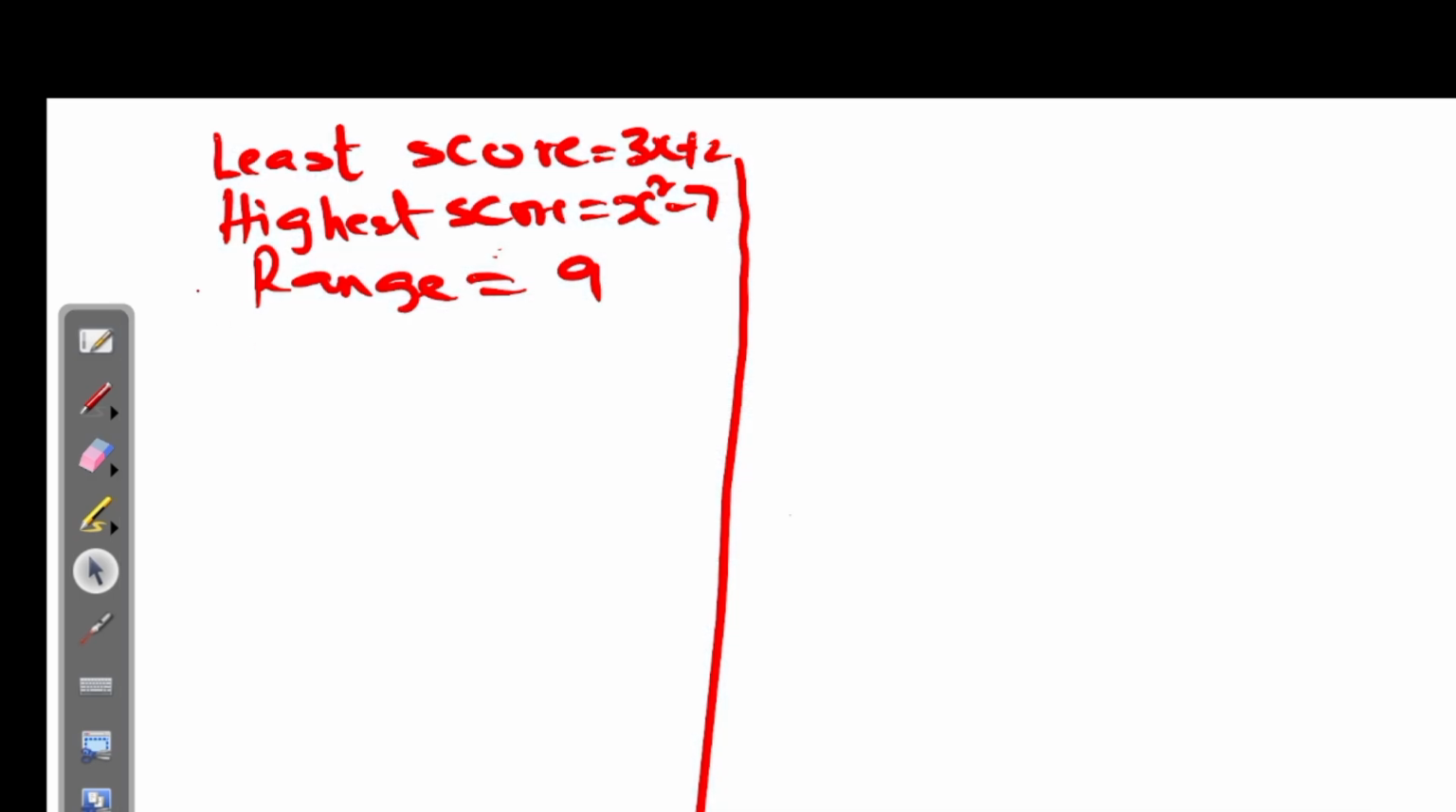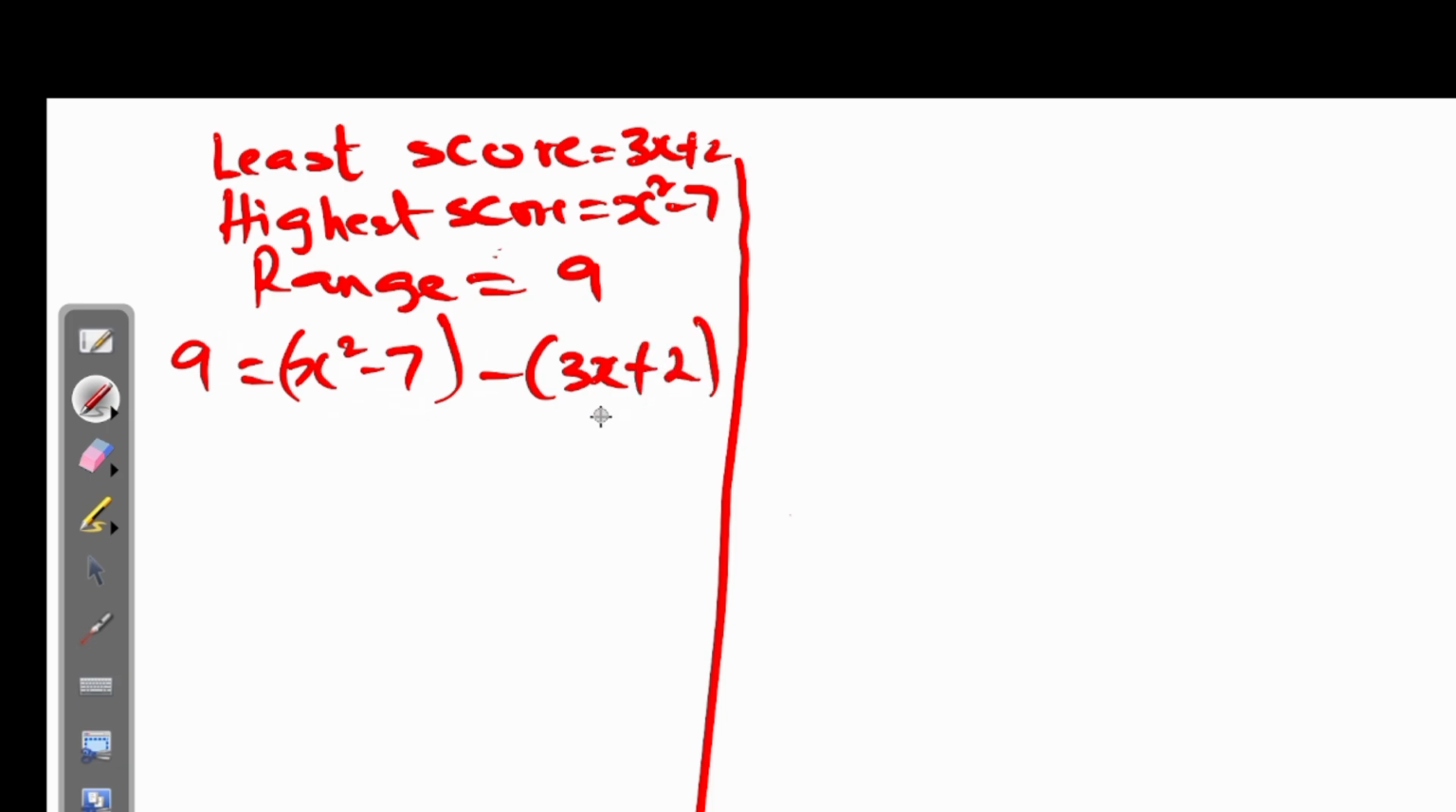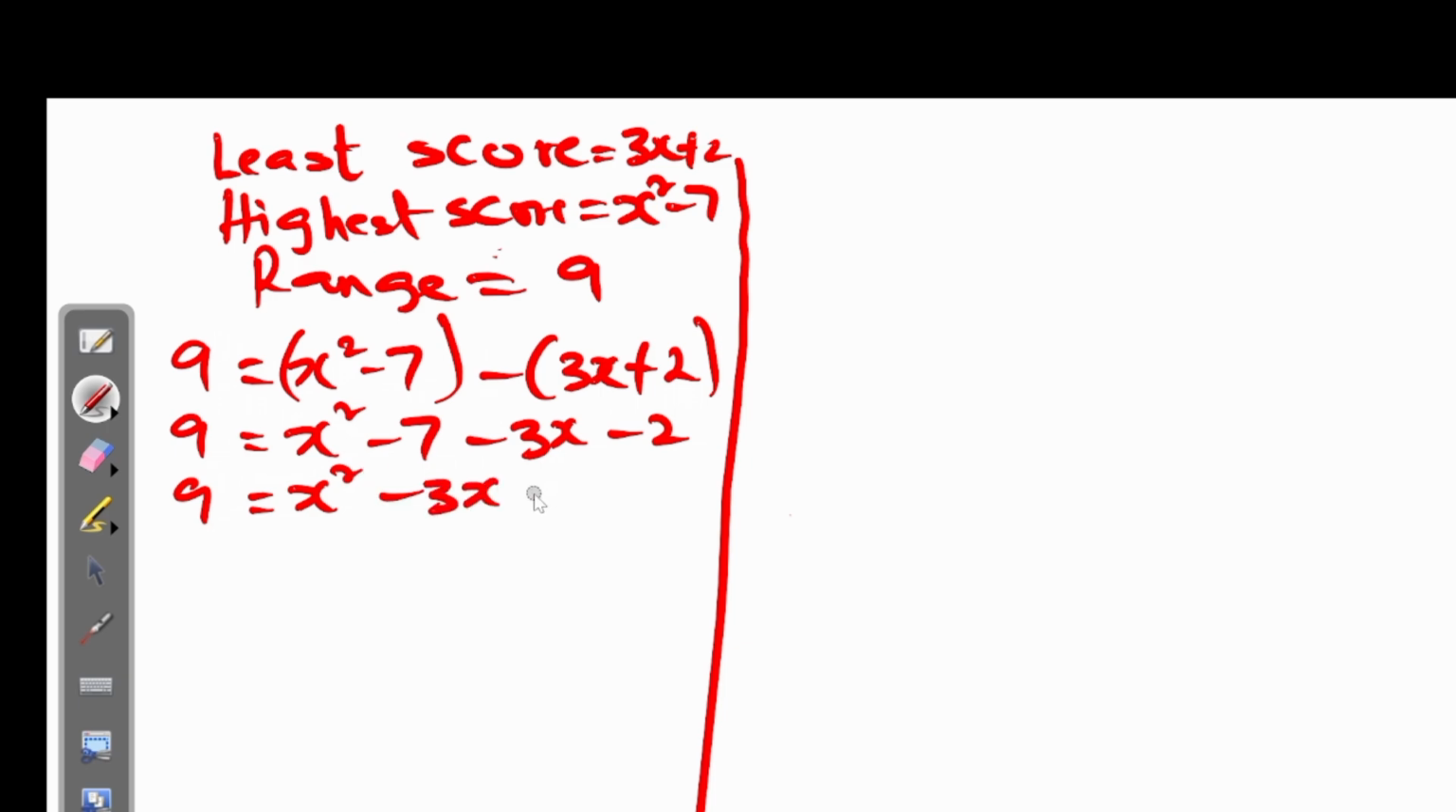Now the range, don't forget, range is highest score minus lowest score in this case. Highest value minus lowest value. But in this case, we're talking about scores. So x squared minus 7, this is the highest minus the lowest, 3x plus 2. We have to put this in bracket because the minus affects everything in the brackets. So 9 is equal to x squared minus 7, opening the bracket, minus 3x minus 2. So 9 is equal to x squared, rearranging this, minus 3x minus 9. Minus 7 minus 2 is minus 9.